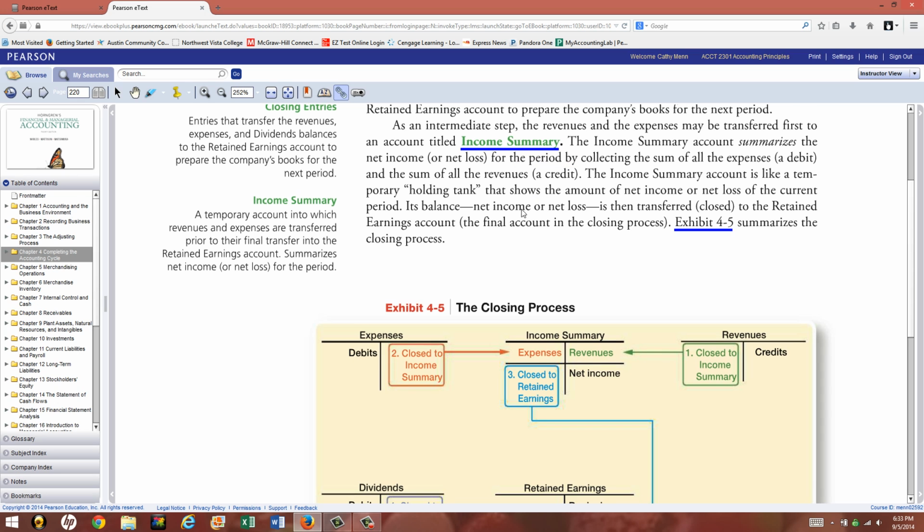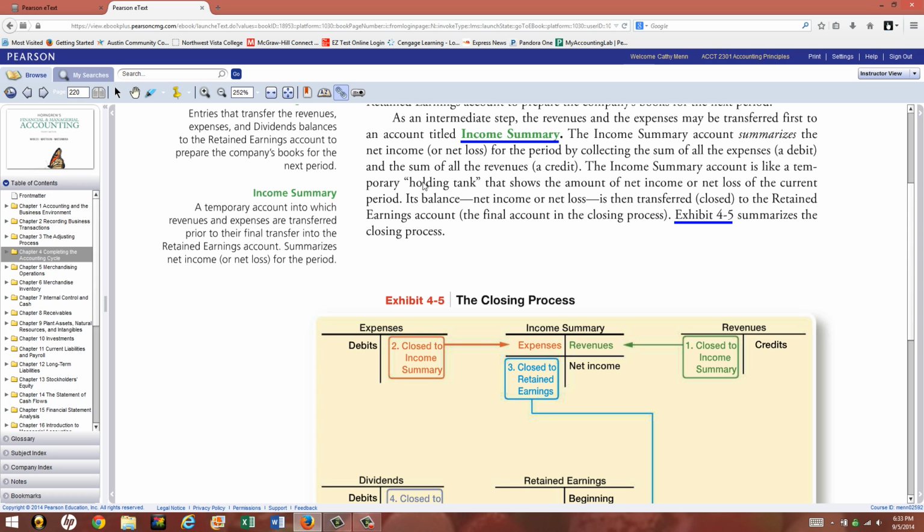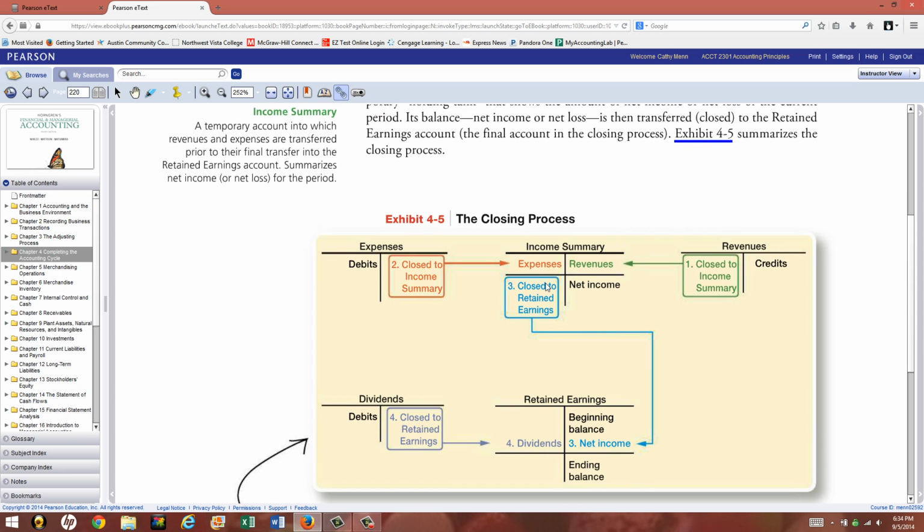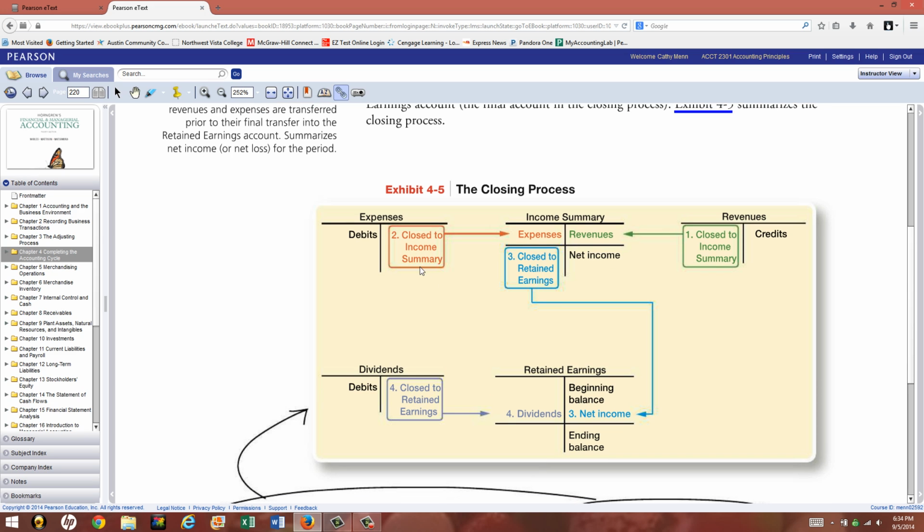And they call it here in the book, it's like a little temporary holding tank, which makes sense because what we're doing is we're using it to be either the debit or the credit in the journal entries as we close. So here's a visual, if you want a visual of the closing process. And we have 4 closing entries. The first one, we're going to close the revenue accounts into the income summary. So that's what it's depicting here. This one, we're going to close the expense accounts into the income summary account. So that's what it's showing.